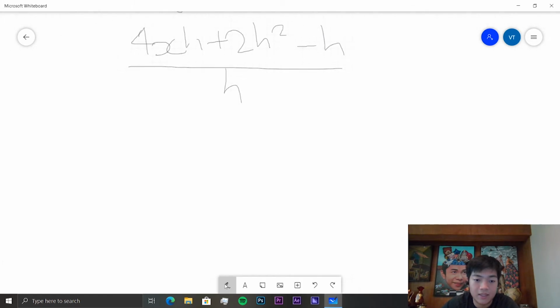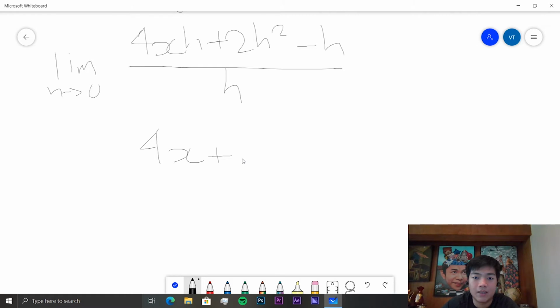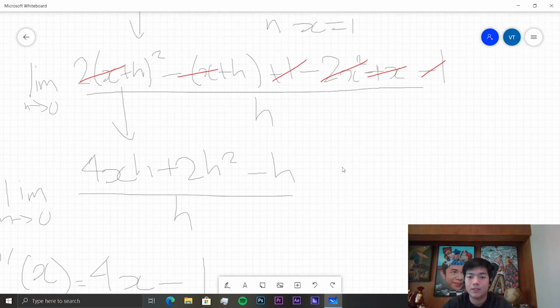And so, as h tends to 0, this entire thing will tend to 4x plus 2. No, 4x minus 1 actually. So yeah, this is the derivative of this curve. So f prime is equal to 4x minus 1.